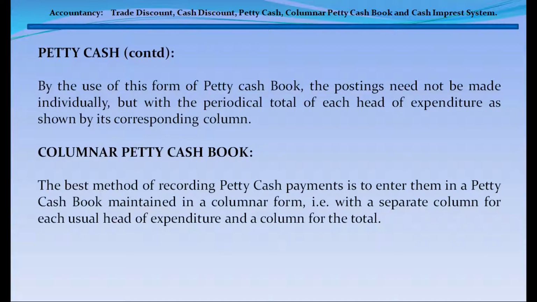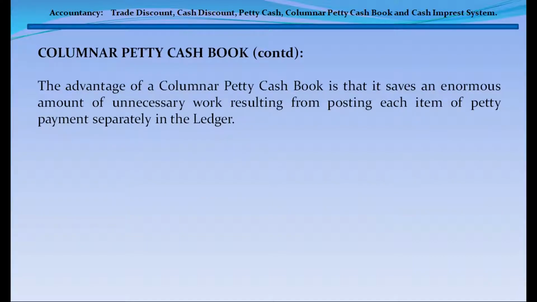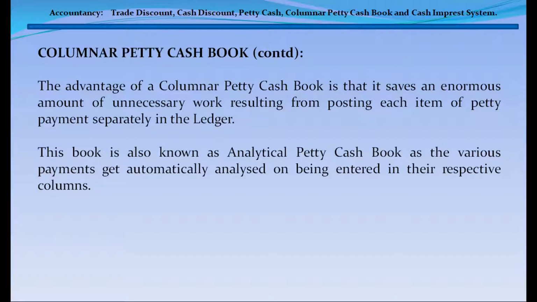Columnar petty cash book. The best method of recording petty cash payments is to enter them in a petty cash book maintained in columnar form, that is, with a separate column for each usual head of expenditure and a column for the total. The advantage of the columnar petty cash book is that it saves an enormous amount of unnecessary work resulting from posting each item of petty payment separately in the ledger. This book is also known as the Analytical petty cash book, as the various payments get automatically analyzed on being entered in their respective columns.